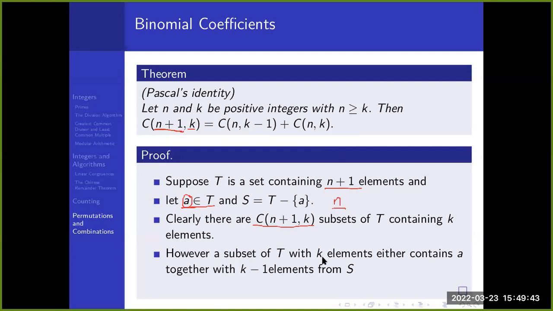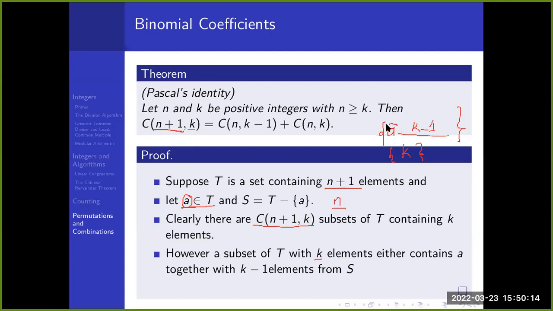If you pick a subset of T with K elements, that subset will either contain A, and then you pick another K minus 1 elements to make it a total of K, right? The other option is simply a set of K elements which does not contain A. So those are the two ways it can happen.